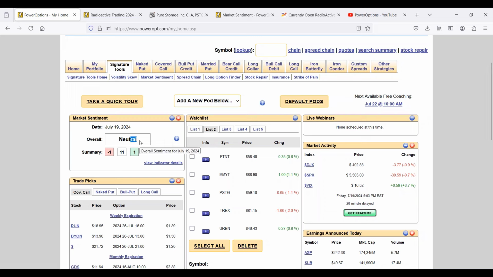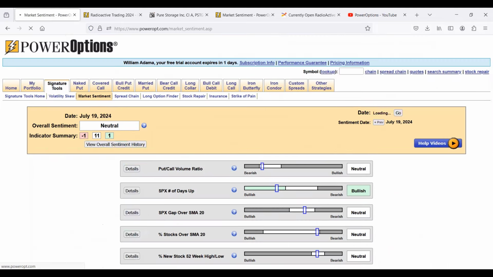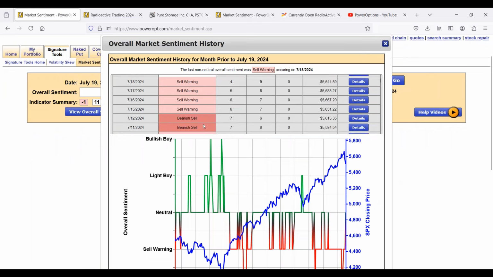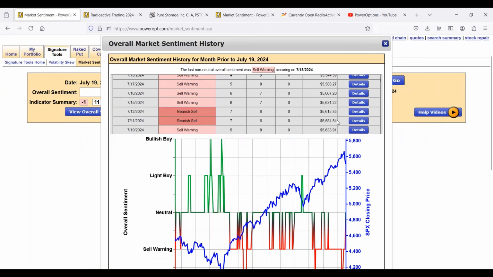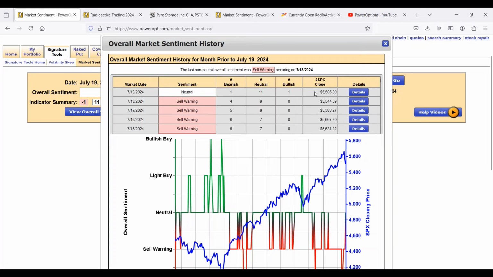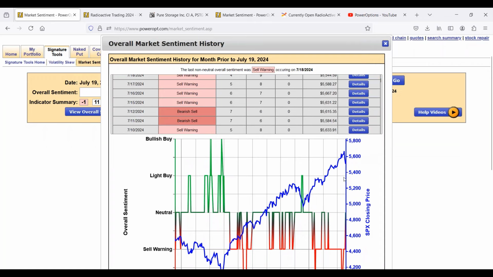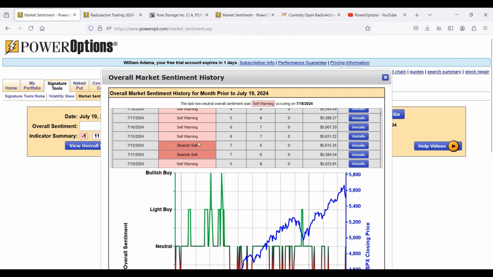Okay, we're back to neutral now, but we still did just come off of those strong bearish sell warnings and a lot of sell warnings in a row. And we've only dropped from 56.33 down to 55.05. So I'm not saying that I think the decline has hit, the correction is done.